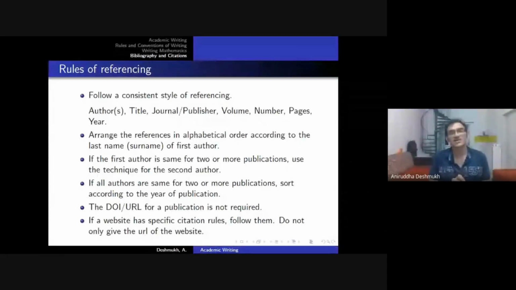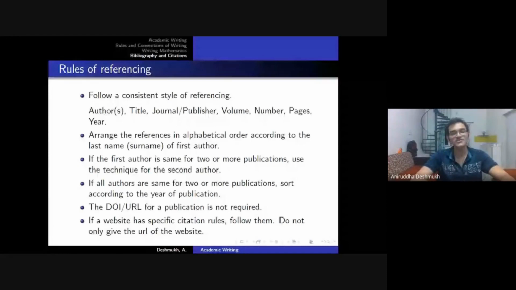All these references should be arranged in alphabetical order depending on the last name of the first author. If the first author is the same, then you can use the same algorithm for the second author. If the second author is the same, use it for the third author and so on. Suppose all the authors are the same for a particular publication, then we sort the publications according to the year of publication, because you cannot really sort according to the journal, as the ego of the publishers might be hurt. So it is better to sort according to the year of publication. Now, if the year is also the same, then it does not matter in what order you write.